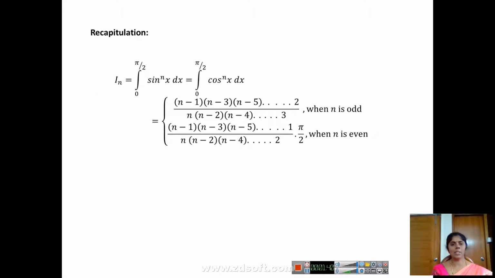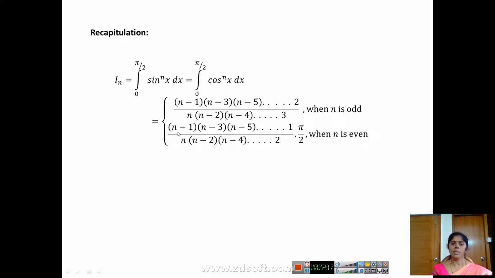So let us recall the formula, that is I_n equals integral 0 to pi by 2 sine to the power n of x dx, which is equal to integral 0 to pi by 2 cos to the power n of x dx. Here, for n odd and n even, the formulas are as follows. So (n minus 1) by n into (n minus 3) by (n minus 2) into (n minus 5) by (n minus 4) up to, we can get the multiple 2 by 3 when n is odd.